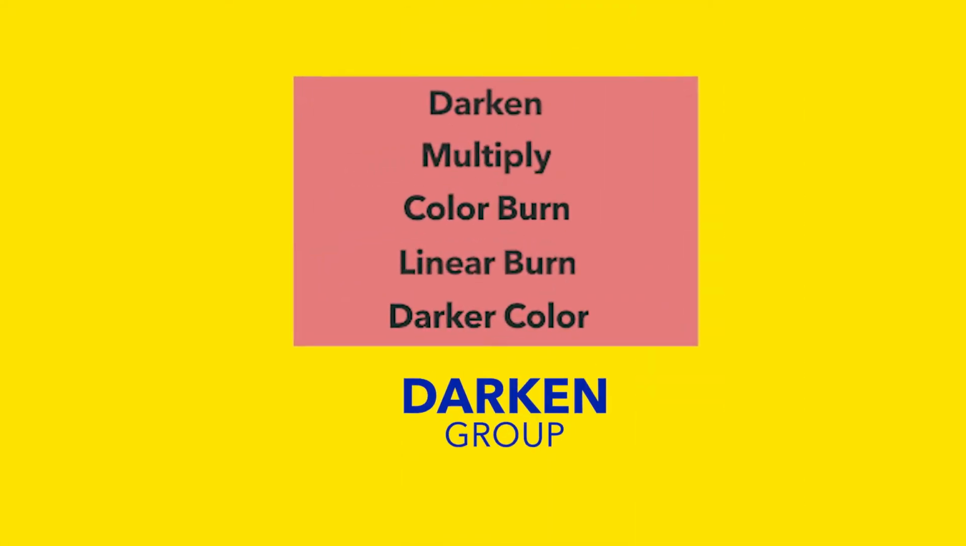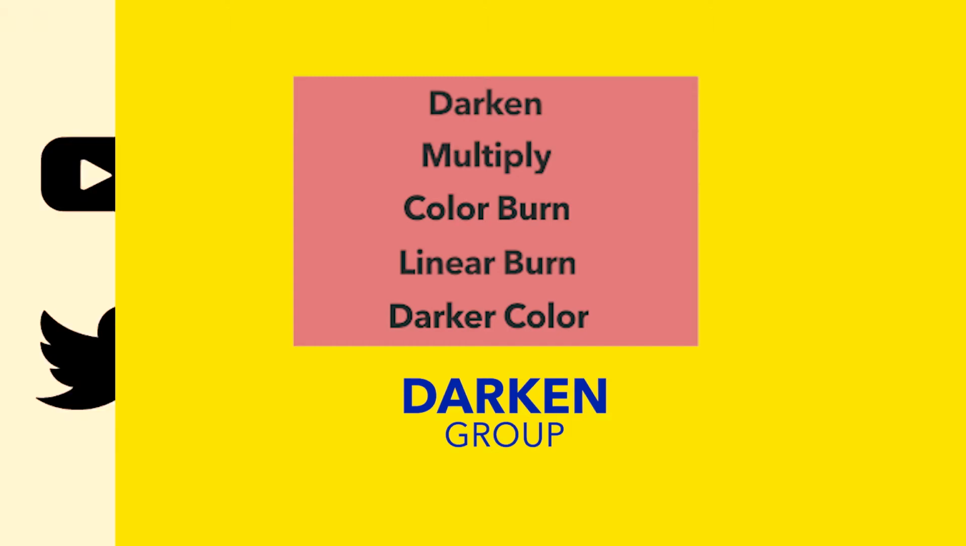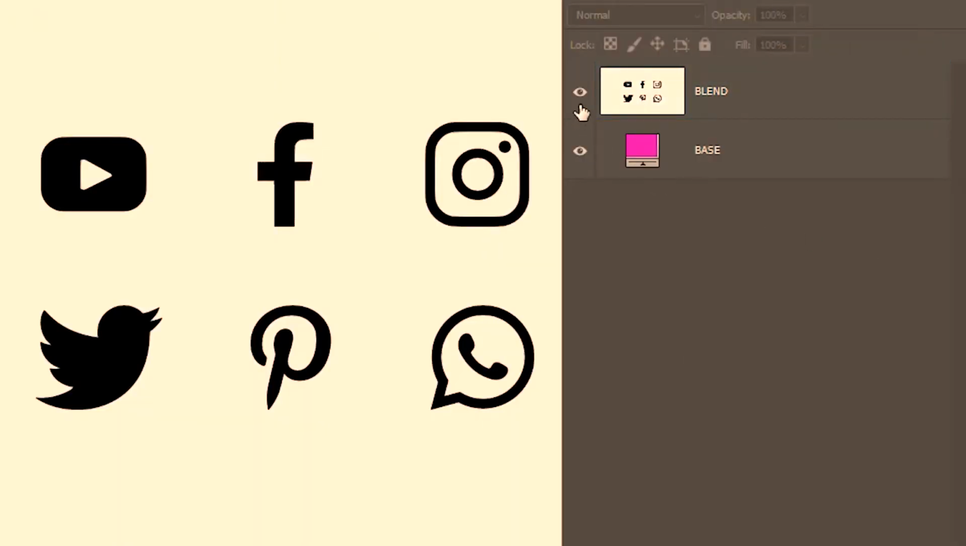The next blend group is the darken group. And as the name suggests, every blend mode in this group creates a darkening effect. Think of this group as the kingdom of the Dark Lord. In this kingdom, everything black remains and everything white perishes. So let's take an example. For the blend layer, we have these social media icons, and the icons are in black with a white base.